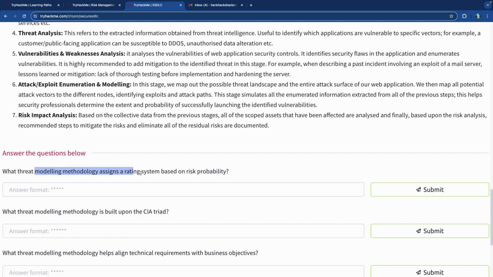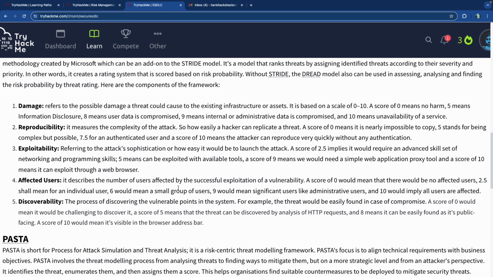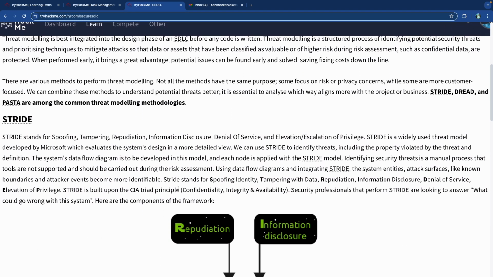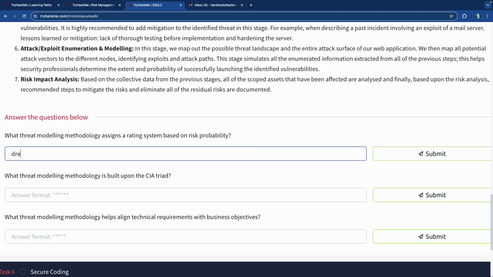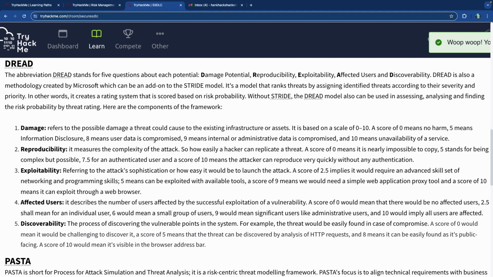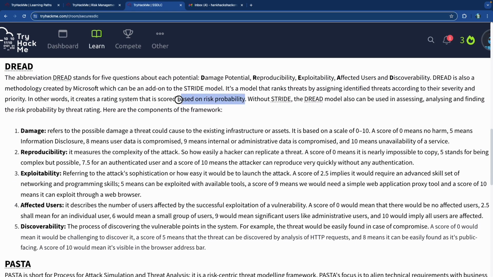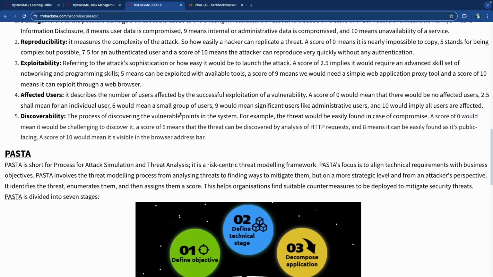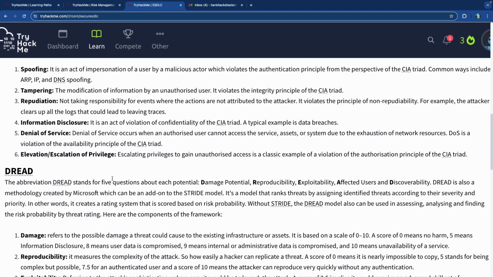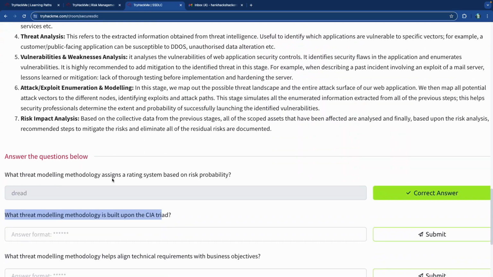So what threat modeling methodology assigns a rating system based on the probability of the risk. And so based on the probability of the risk, I think it's going to be the STRIDE, right? I think it's DREAD. Yeah, it is DREAD. So the DREAD model right here tells us what can be done based on probability. So in other words, it creates a rating system that is scored based on risk probability. That's the DREAD model. What model methodology is built upon the CIA triad, and that is the first one that we were looking at, which is the STRIDE model.